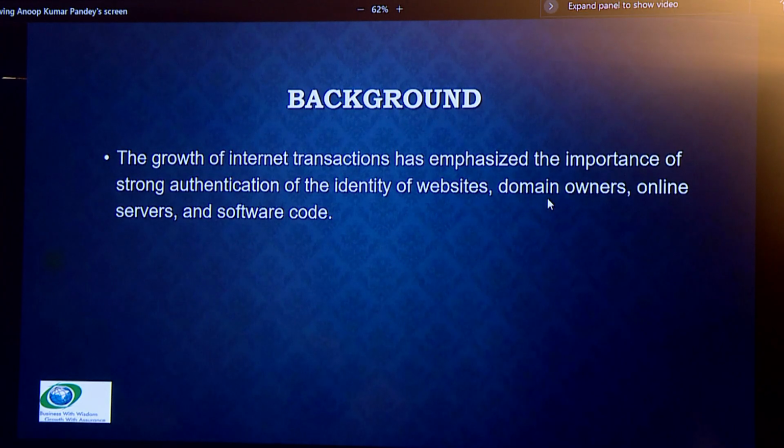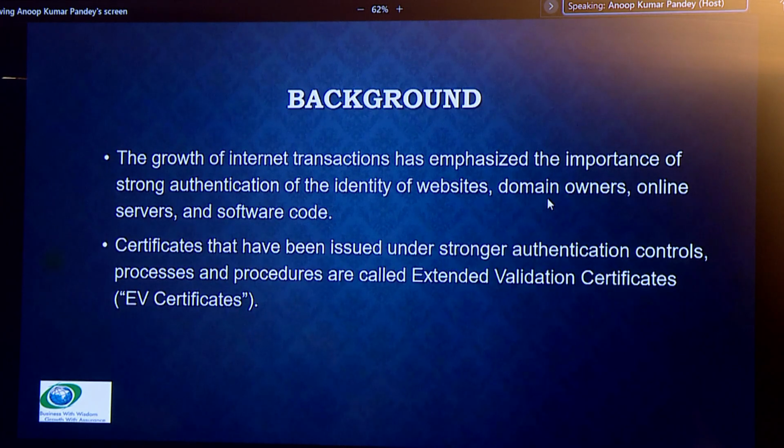So again, why this has come is basically internet growth has emphasized the importance of strong authentication, identifying the website, domain owner, online service and software code. So these are the four areas which we look into and then see how extended validation can be given to them.